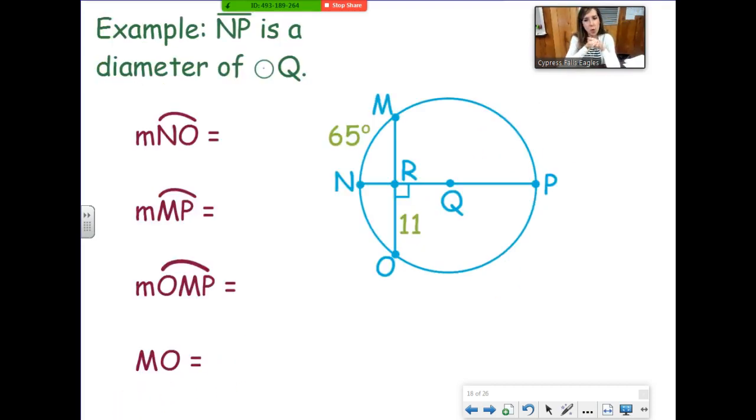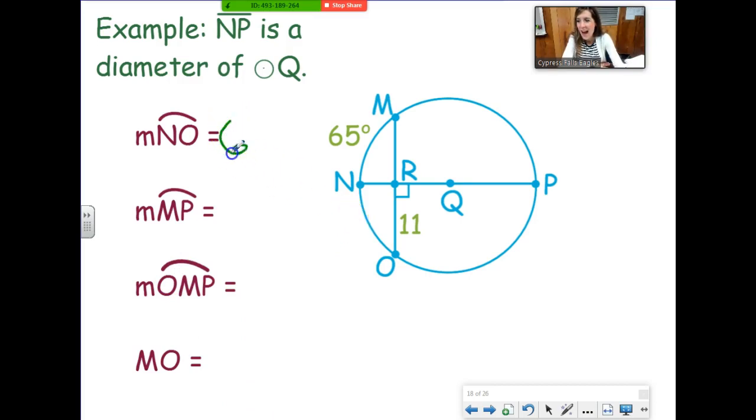All right, here's a chord example. I told you these would be easier than the tangent one. Segment NP is the diameter of circle Q. Find the measure of arc NO, measure of arc MP, measure of arc OMP, and the distance from M to O. Let's just solve this one together. Let's just dive right in. Okay, the measure of arc NO. Anybody yell it?